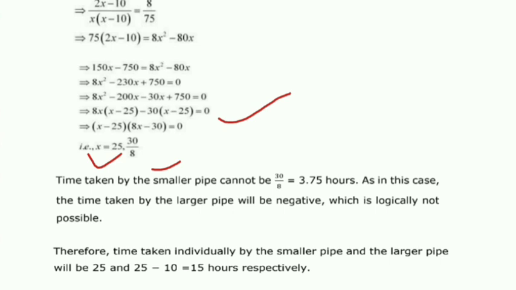Okay, the time taken by the smaller pipe is x. It means 30 upon 8 equals 3.75 hours. In that case, the time taken by the larger pipe will be negative. Oh, it is negative, which is logically not possible, so the value 30 upon 8 is not possible. So what value will be the answer? The correct answer will be 25. So the time taken by the smaller pipe is 25 and the time taken by the larger pipe is 10 hours less, so 15 hours. These both are the answer.